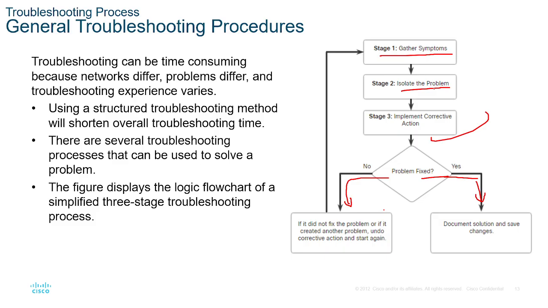Stage 3, implementing corrective action. If you implemented a corrective action and the problem was solved, you can document the solution. If not, you need to undo it, because sometimes it will cause some other problems too. You need to undo it and try any other action that might fix the problem.